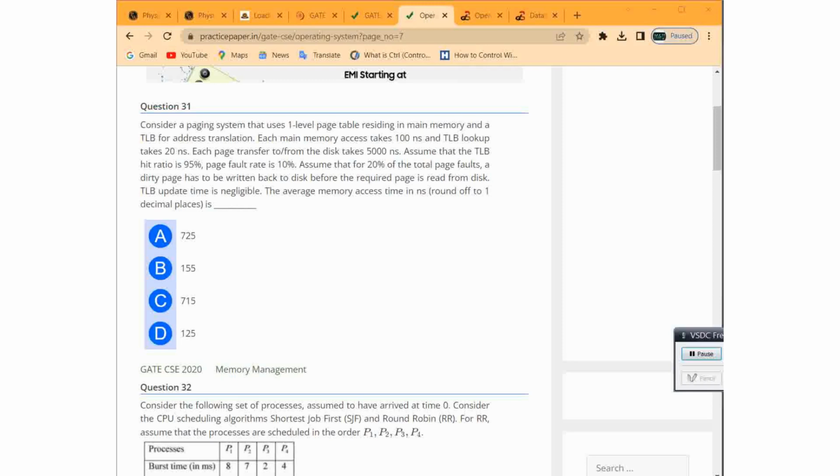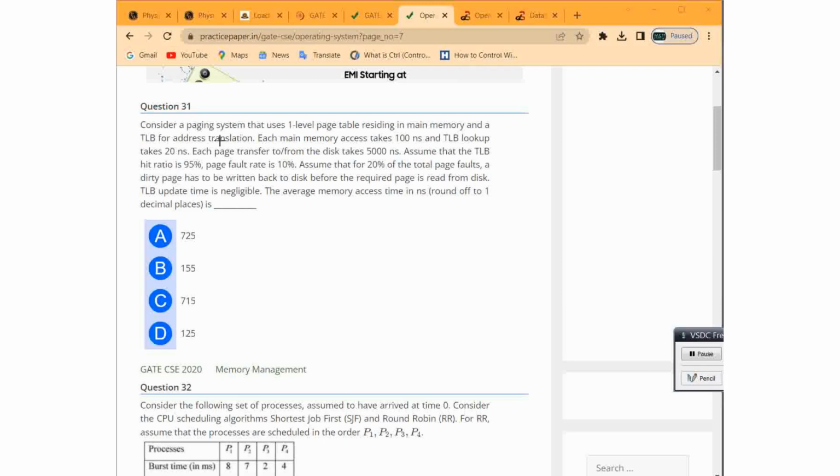Today we will see a new question about memory management. This question came in GATE PYQ 2020, as we see here. So let's get started. Let's read the question.